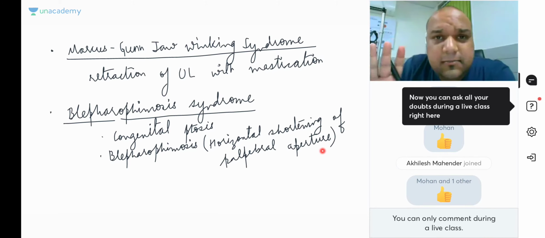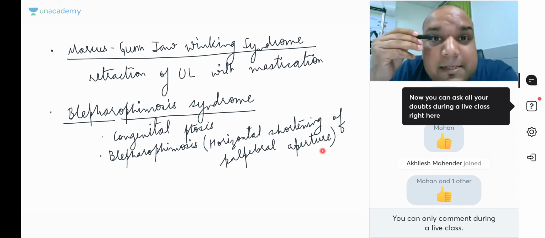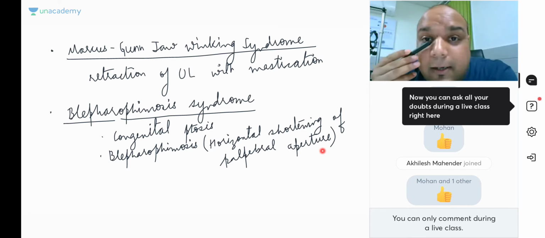What is palpebral aperture, guys? The distance between upper eyelid and lower eyelid. But this is which one, vertical palpebral aperture. So this distance from the medial canthus to the lateral canthus, this is what, everybody? Horizontal palpebral aperture. Do you understand this, everybody?